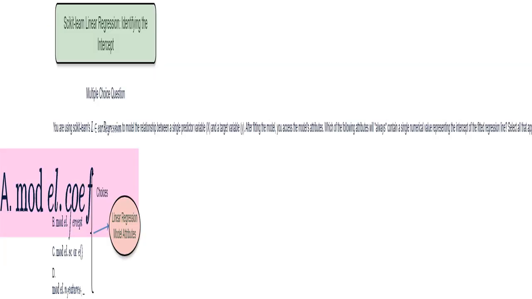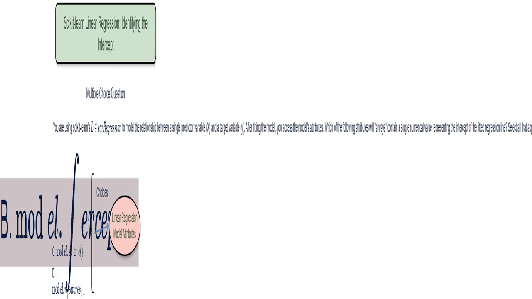This attribute gives the slope of the regression line. In simple words, it tells you how steep the line is. It is not the intercept. This is the correct answer.